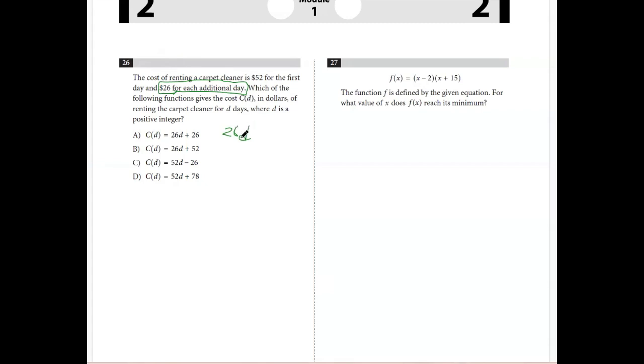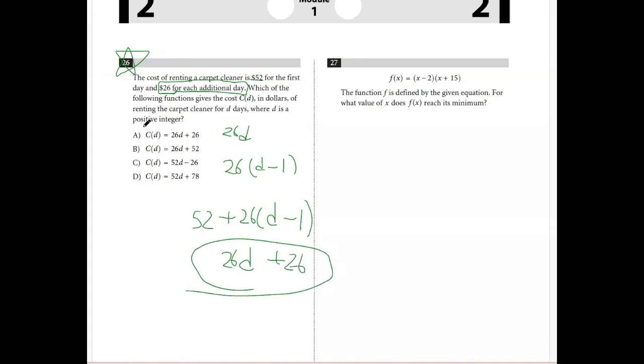What you're gonna have to do here is you need to subtract one from D and then put parentheses around it and 26, okay? This is a common mistake that many students make on these type of word problems. So please be careful of each word you read here. Since the $52 has been already taken account for the first day, we need to subtract the one here from the D, okay? So it's 52 plus 26, then D minus 1. So 26D plus 26. I'm looking for this form here. So A is the correct answer.